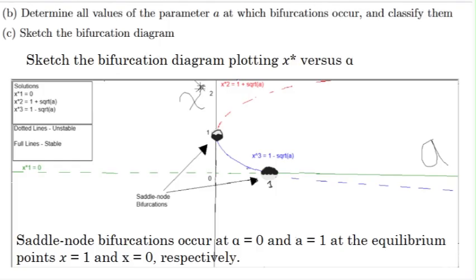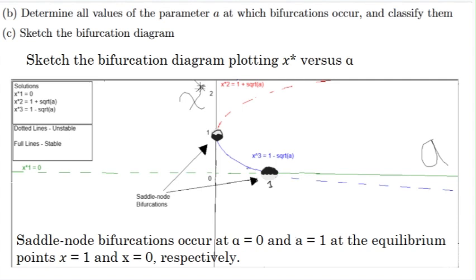We can use our phase portraits to help us decide when our equilibrium solutions are going to have dotted lines or full lines based on whether or not they are unstable or stable in the phase portrait. We can see as an example that x1 is equal to 0 has dotted lines, it is unstable when a is less than 1, and it has full lines and is stable when a is greater than 1.